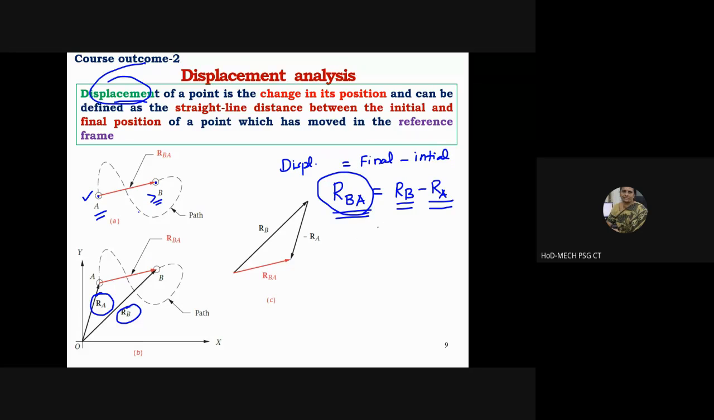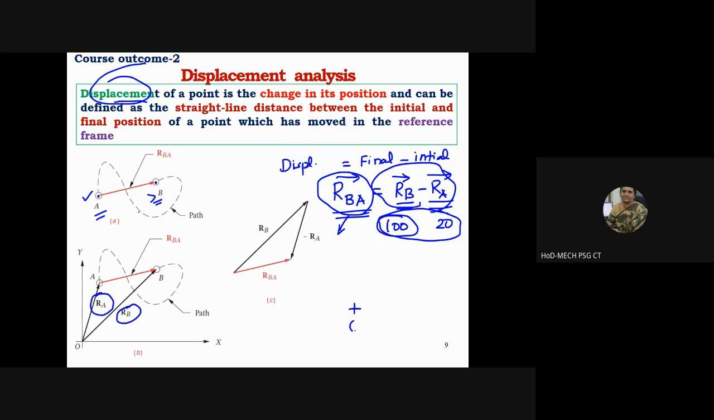Now if you want to represent this graphically, in order to find the displacement vector RBA, this is analytical. Of course, they are all vectors. You cannot straight away do algebraic subtraction. Suppose this is 100, this is 20. You cannot do this as 100 minus 20 because direction also is associated. They should all be carried out with vector manipulation, vector addition, vector subtraction, and so on, because the direction is associated with it.